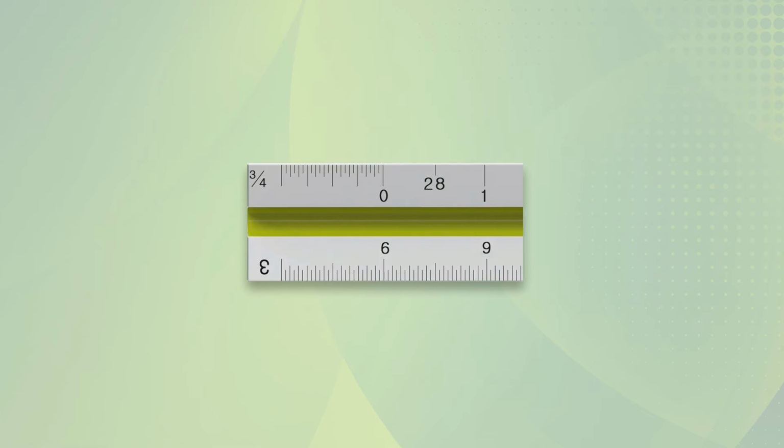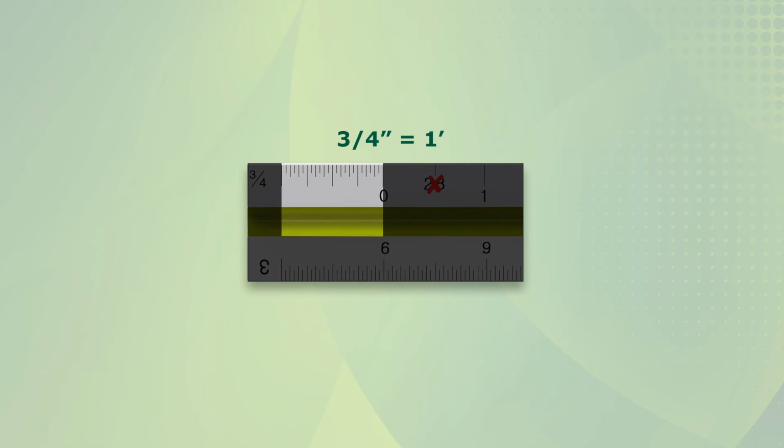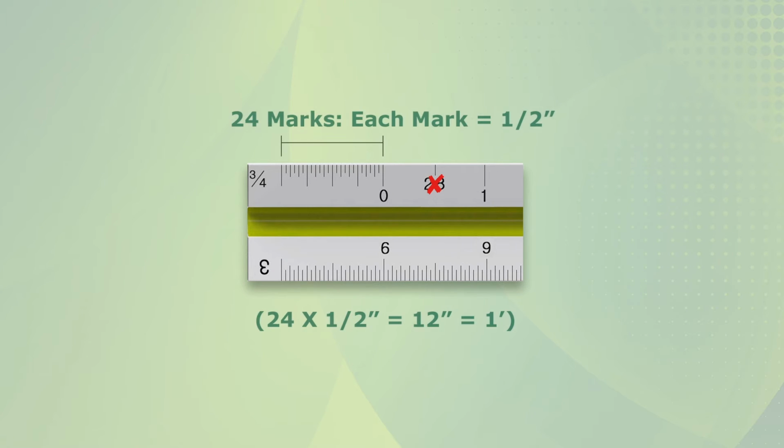Let's look at another scale. On this one, 3/4 of an inch equals a foot. Whole feet are on the right, inches are on the left. With 3/4 of an inch to work with, there's a lot more room for dividing tick marks. If you count them, you'll find 24 tick marks. There are 12 inches in a foot, so each mark on this scale equals 1/2 of 1 inch.